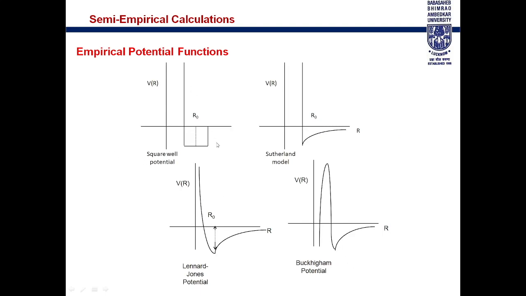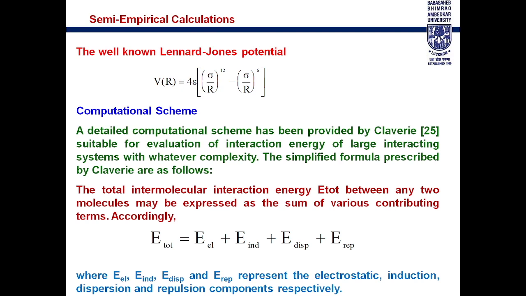The square well potential is represented in this figure. The Sutherland model is also represented here, which is a modified square well potential. Then comes the Lennard-Jones potential, which is further modified by Buckingham. The expression for the well-known Lennard-Jones potential is V(r) equals 4 epsilon times (sigma by r to the power 12 minus sigma by r to the power 6), which is also known as the 6-12 potential.